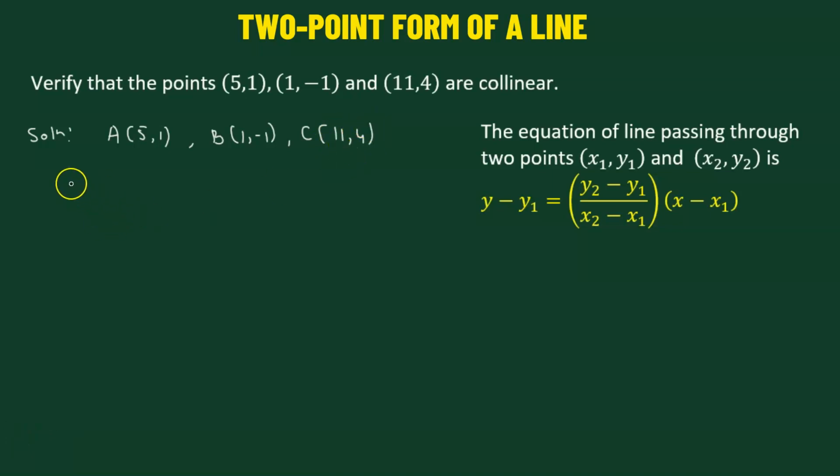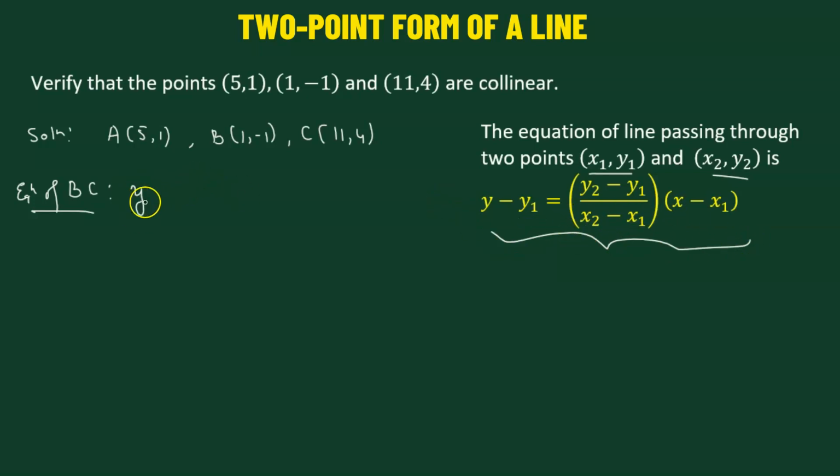Let's join point B and point C with the help of a straight line. That's going to give us the line BC. Our goal will be to determine the equation of the line BC. To find the equation of line BC, we'll use the two-point form of a line. The two-point form states that if we have a line passing through two points (x1, y1) and (x2, y2), then the equation can be given by this particular form.